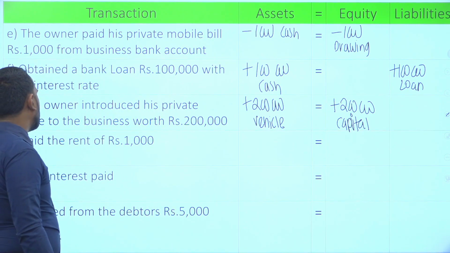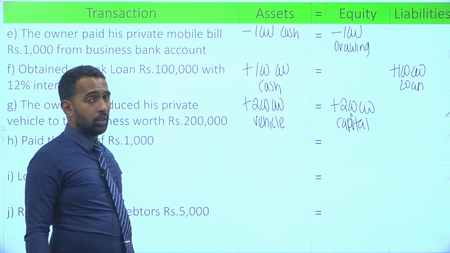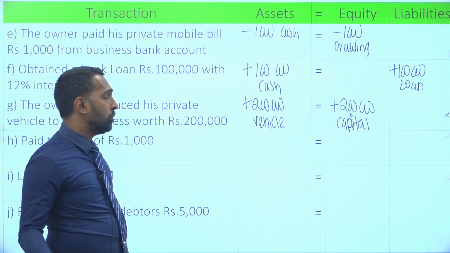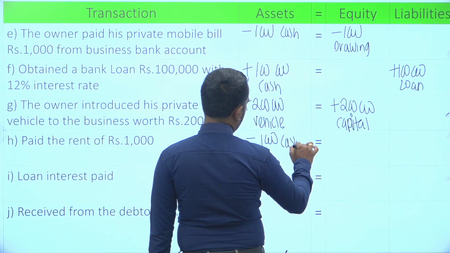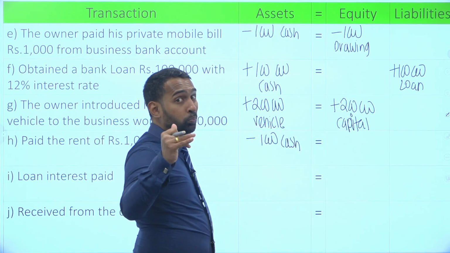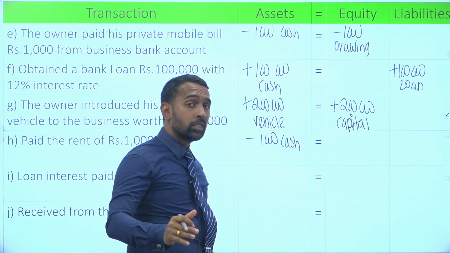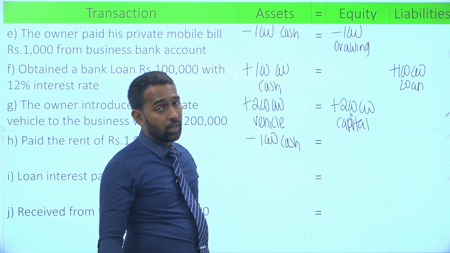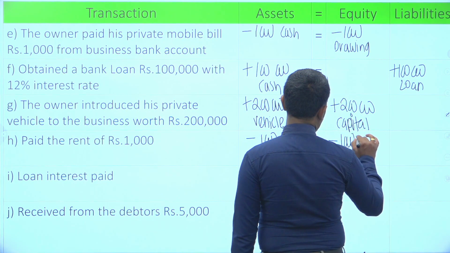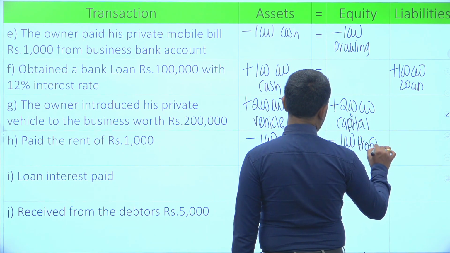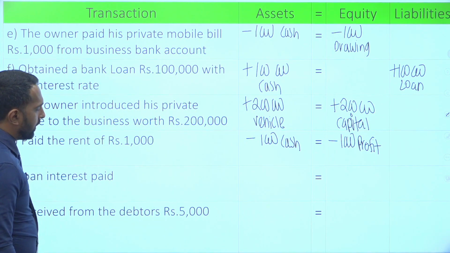Then paid the rent of rupees 1,000. Okay. So rent is an expense. When you pay the rent, cash comes down, minus 1,000. Rent is an expense. Because of this expense, my profit comes down. So minus 1,000 rupees for the profit.